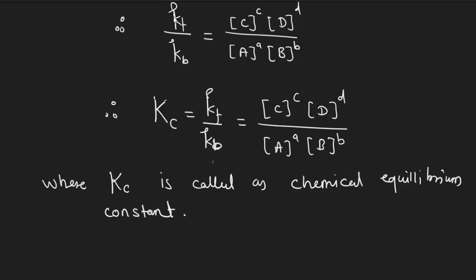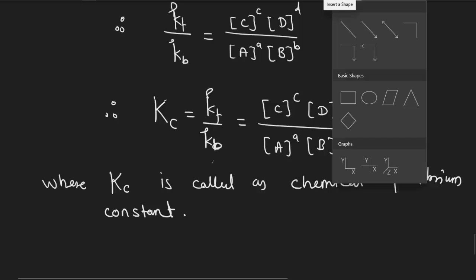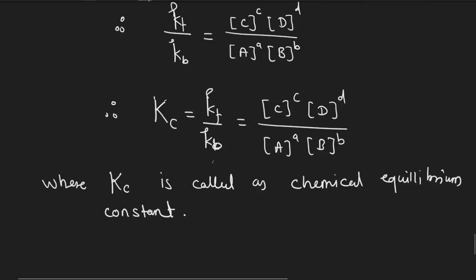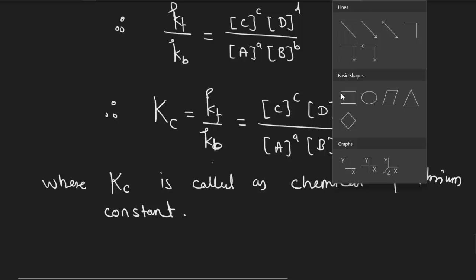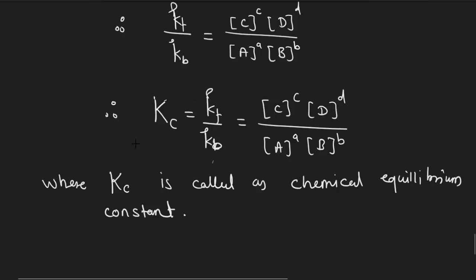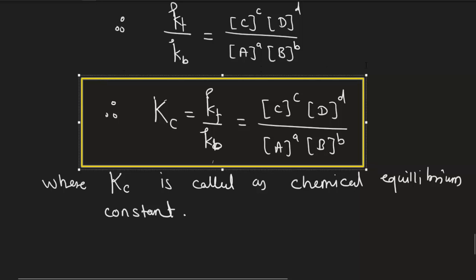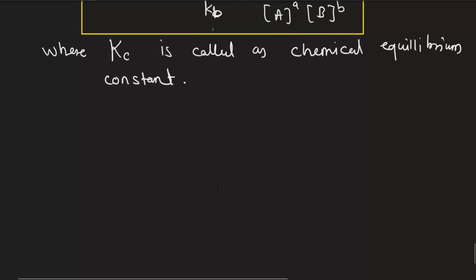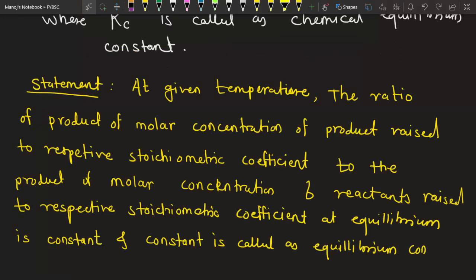Now, how to make a statement about this? So let me do the square bracket. This is the important part. Okay, so now the statement for the law of equilibrium. Now the statement of the law of chemical equilibrium.